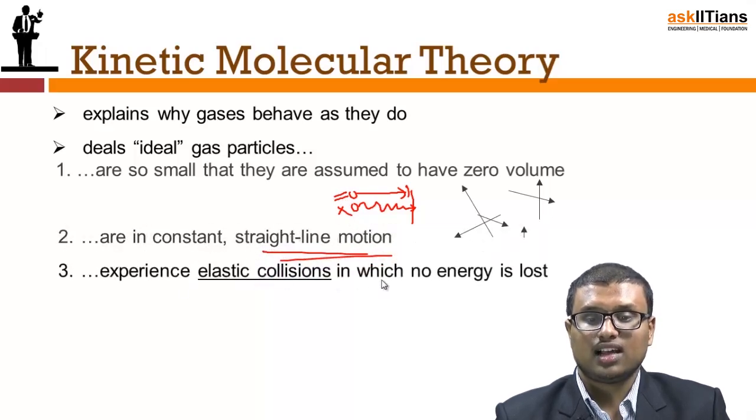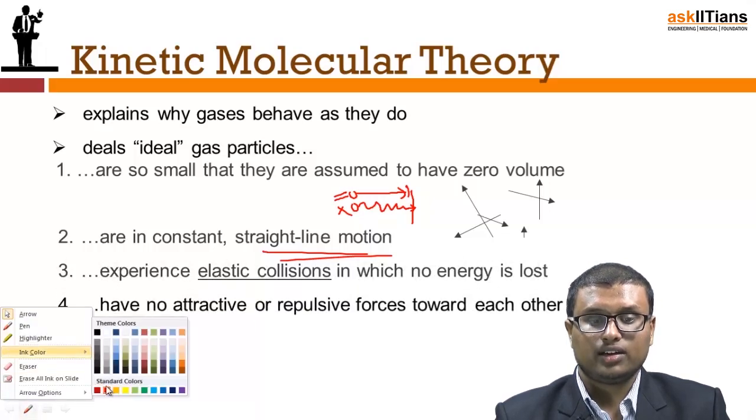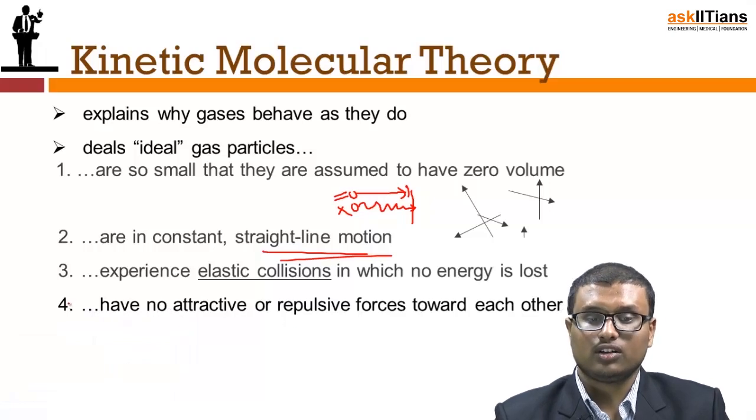So they experience elastic collisions. And what is an elastic collision? In an elastic collision, no energy is lost. So gas particles experience elastic collisions in which no energy is lost. And next, the gas particles have no attractive or repulsive forces towards each other. I have already explained this. That means there are no intermolecular forces. The intermolecular force between one gas molecule and another, or the interatomic force between one atom and another, is zero.